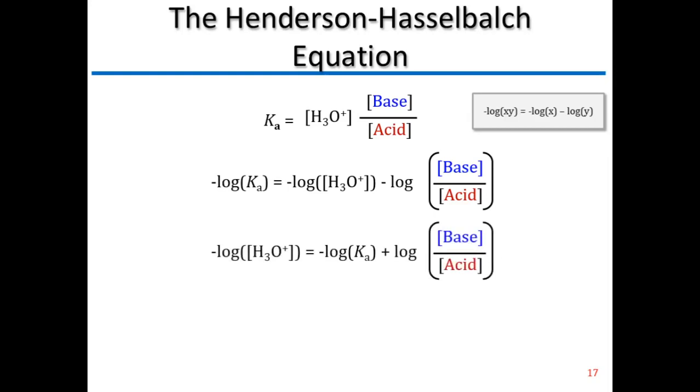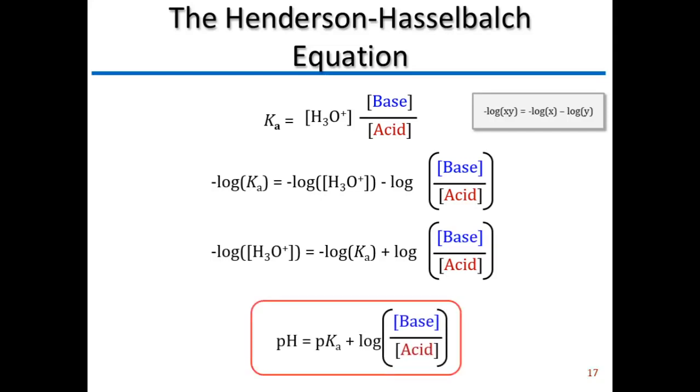We can rearrange this, of course, to be minus the log of H3O plus is equal to minus the log of Ka plus the log of the base over the acid. So all we've really done here is added plus log of base over acid to both sides. And the reason we do that is because this gives us a useful form of the equation.